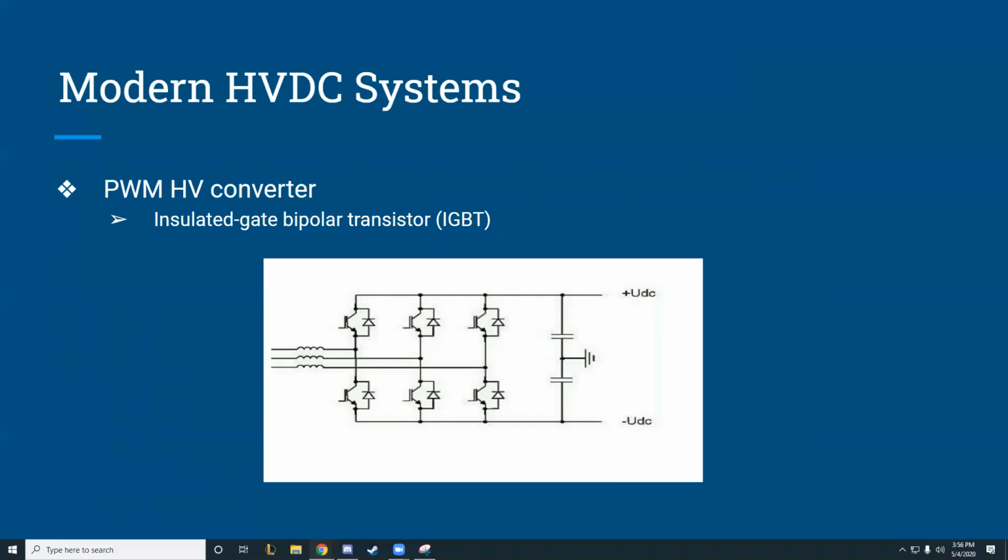Also, modern high voltage DC systems are introducing pulse width modulation, which includes insulated gate bipolar transistors, which make it possible to regulate any frequency and amplitude by changing the PWM signals. That will make blocking voltage capability from 6.5 to 8 kV with a maximum current of 3.6 kiloamps.